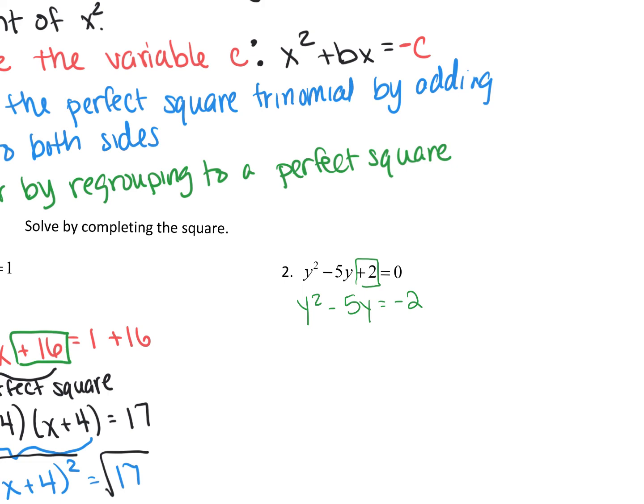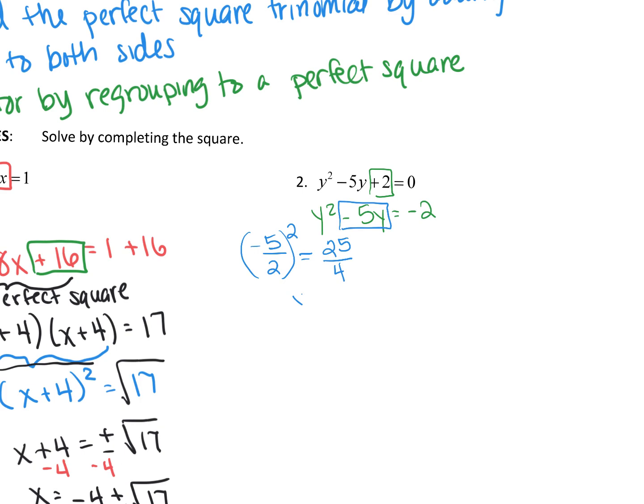Now that we have this set up, again, here's what happens. I take the b term, which is this term right here, and I go negative 5 over 2 and I square it. When I do that, remember when we're squaring this, we square the top, 5 times 5, 25, and square the bottom, we get 4. So we can rewrite this as y squared minus 5y plus 25 over 4 is equal to negative 2. And because I've added it here, I have to add it in the back here. Plus 25 over 4.